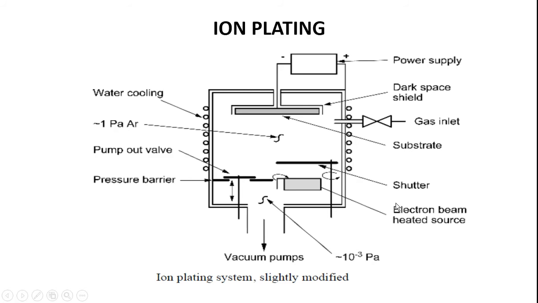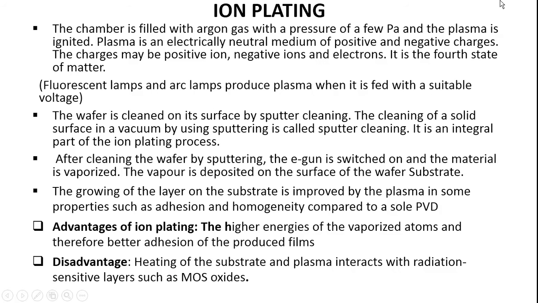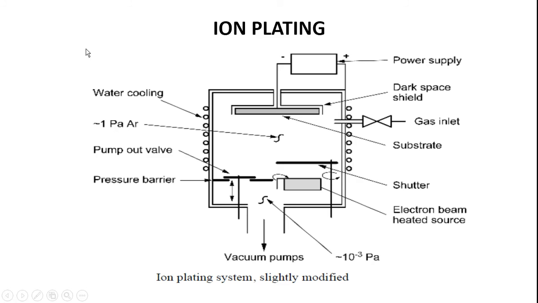Okay, now in ion plating, the chamber is filled with argon gas at a pressure of a few pascals and the plasma is ignited. So here the plasma is developed. When the gas is here, the electron beam produces sufficient heat to ignite the plasma, which develops due to the ionization of the gas. The ionization of the gas takes place here, so the plasma is ignited.